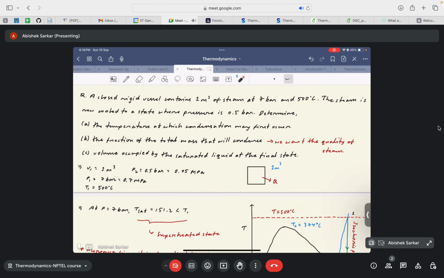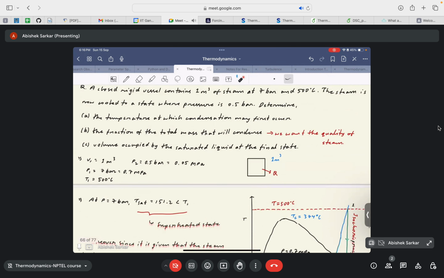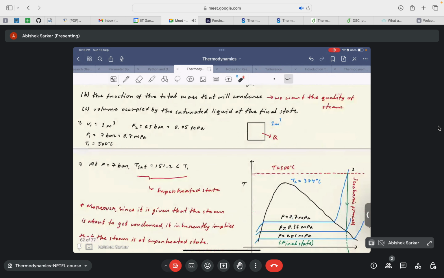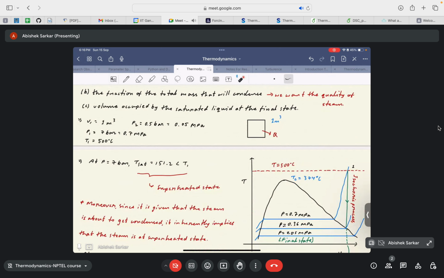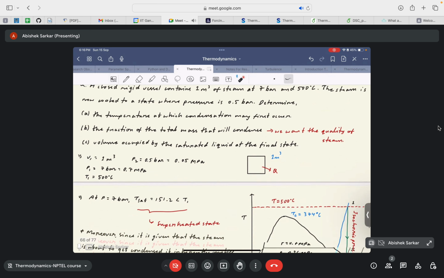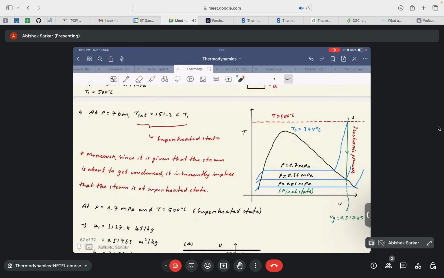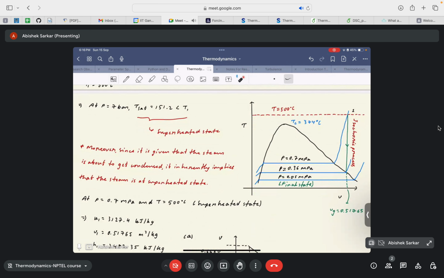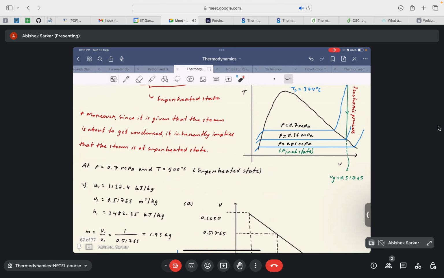Since the temperature of the steam is greater than the corresponding saturation temperature for that particular pressure, that's why the steam is at superheated condition. So now we can go to the superheated steam table, and then find the corresponding thermodynamic properties of the steam at P equal to 7 bar and T equal to 500 degrees Celsius. So kindly go to the superheated steam table and find the corresponding thermodynamic properties at 500 degrees Celsius for P equal to 0.7 megapascal.